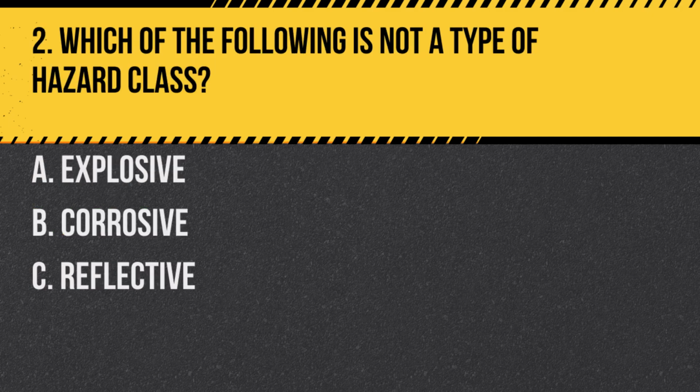Question 2. Which of the following is not a type of hazard class? A. Explosive. B. Corrosive. C. Reflective. Answer. C. Reflective. Reflective is not a recognized hazard class.